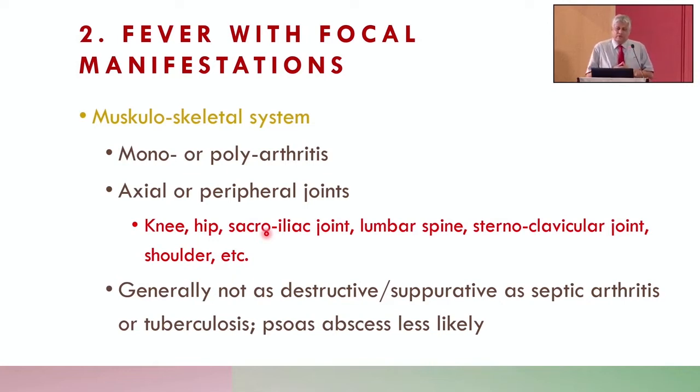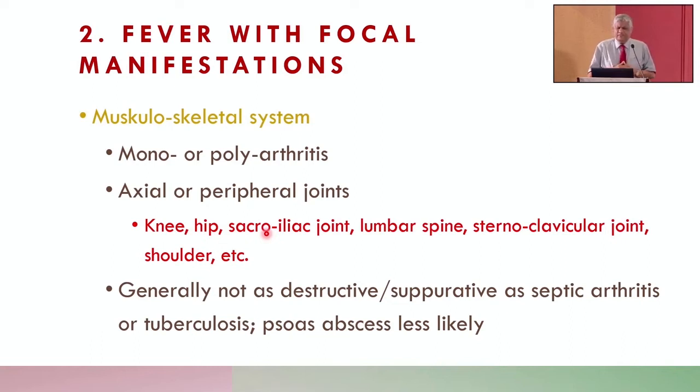If you take the musculoskeletal system, you might find a monoarthritis or oligoarthritis or even a polyarthritis. It might affect the axial or the peripheral joints. The common joints affected are the knee, the hip, the sacroiliac joints, especially unilateral sacroiliac joint involvement, the lumbar spine, the sternoclavicular joint, which is a fairly special joint for infection, and the shoulder joint.